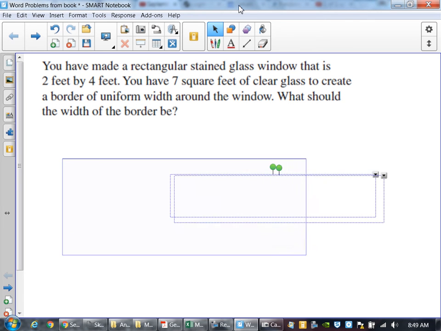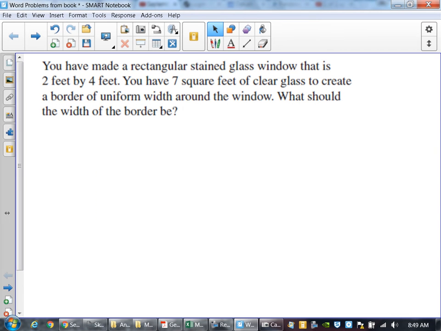Let's start working with the ideas of quadratic word problems. So, guys, what I'm looking at doing here over the course of the next couple of days is we're going to work through quadratic word problems between today and tomorrow.